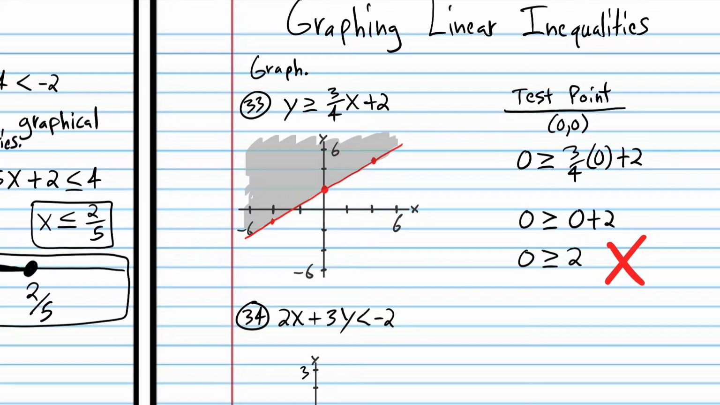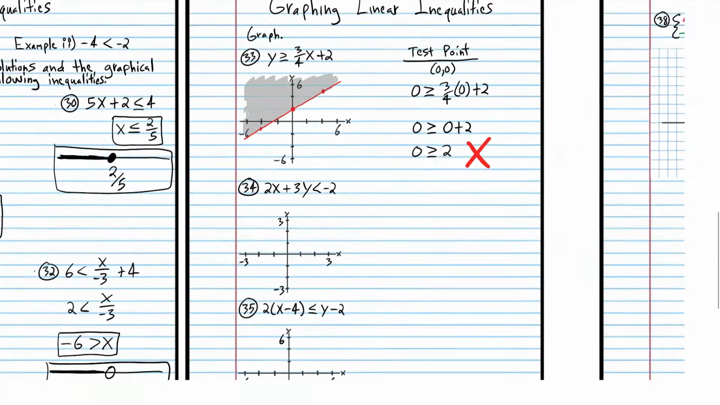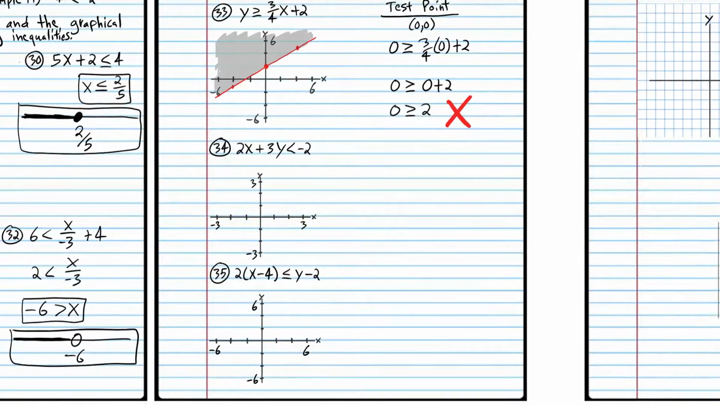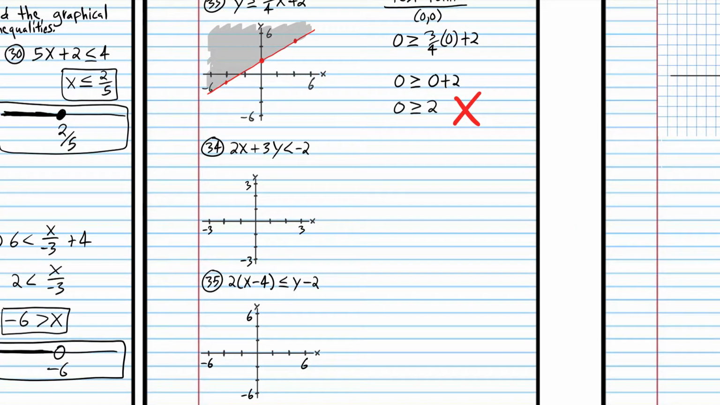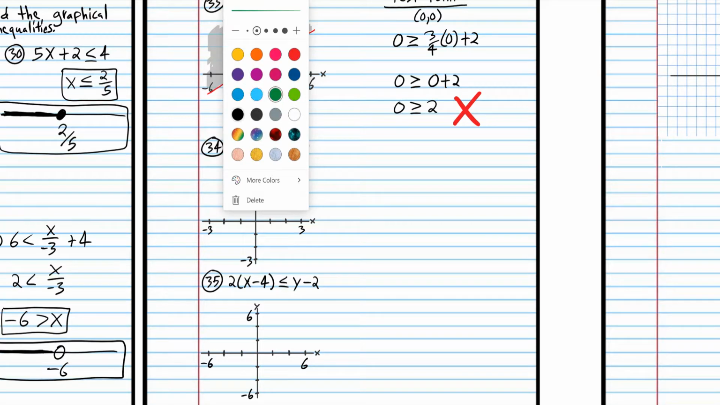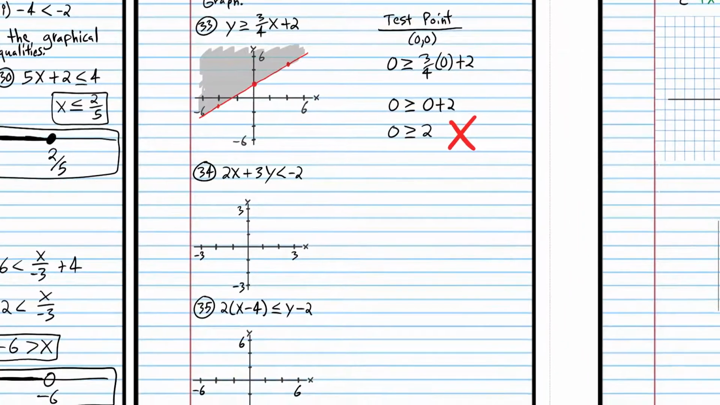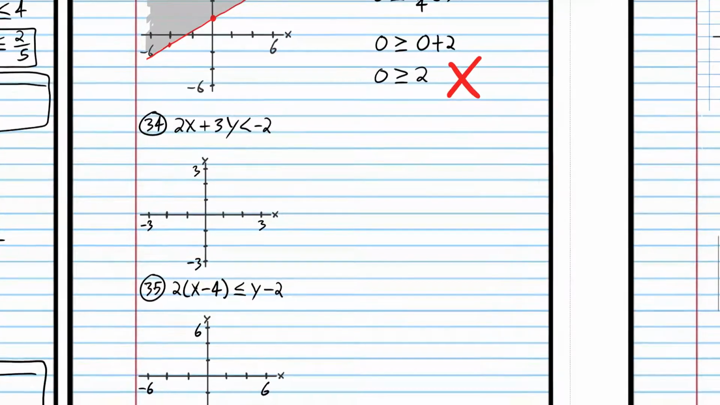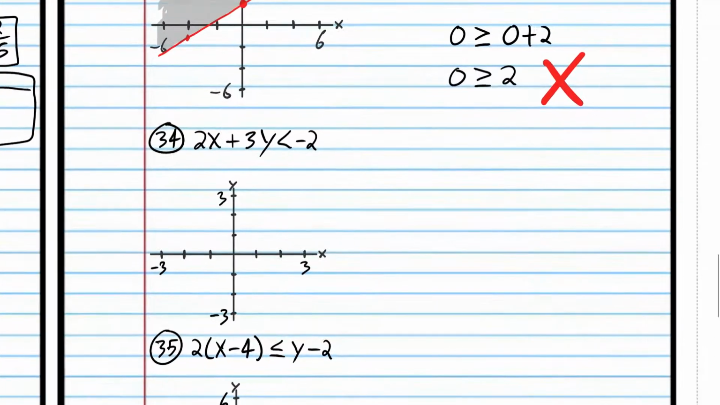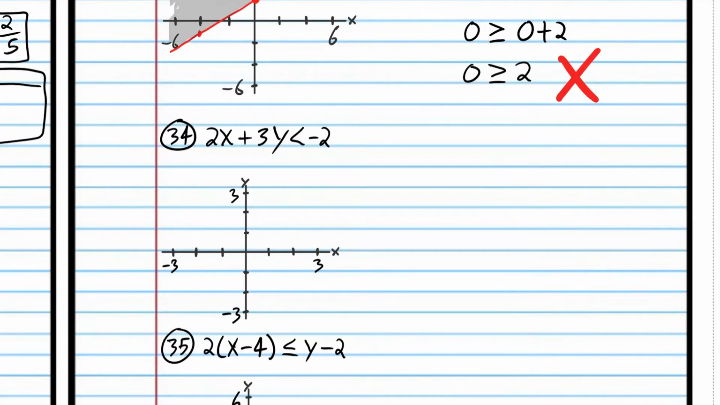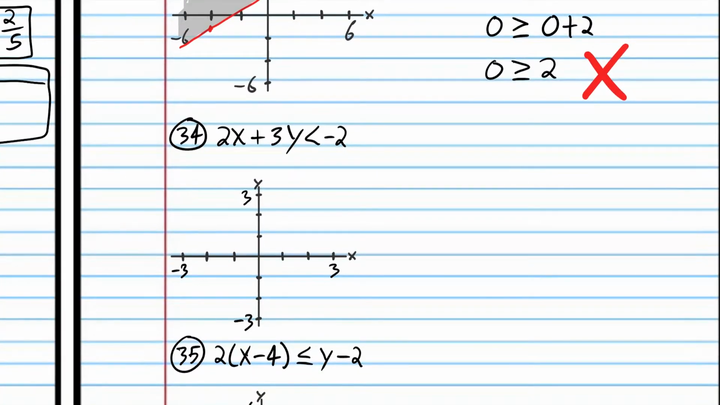Okay, so on to number 34. Let's try another one of these. Now this is in standard form. So the best way to graph this is by using x and y intercept. So I'm going to let y equal 0. That makes this go to 0, and x must be equal to -1 if you solve for that. So -1, 0. And that would be about here.